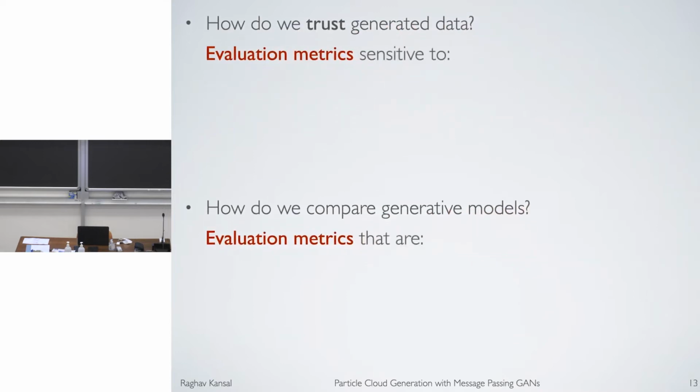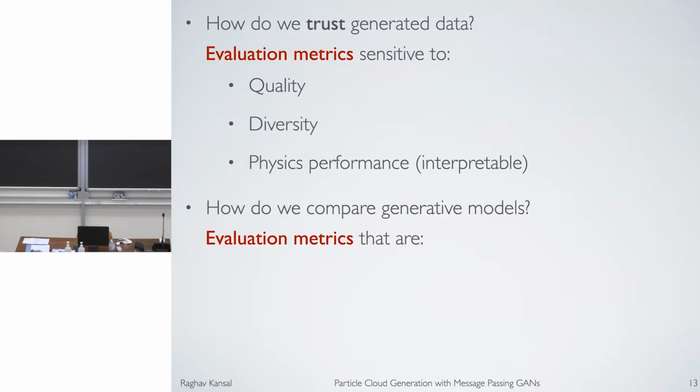So we want metrics which are sensitive to the quality of the data we produce, the diversity. So are we actually capturing the full distribution, and ultimately the physics performance? So they should be interpretable and give us a handle on whether we can use these in an analysis at the end. And then on the more practical side, we want to make sure these metrics are standardized across at least a collaboration, if not the field. And that they're reproducible. So if we apply them again the next day, they should give us the same value, and that they're fast.